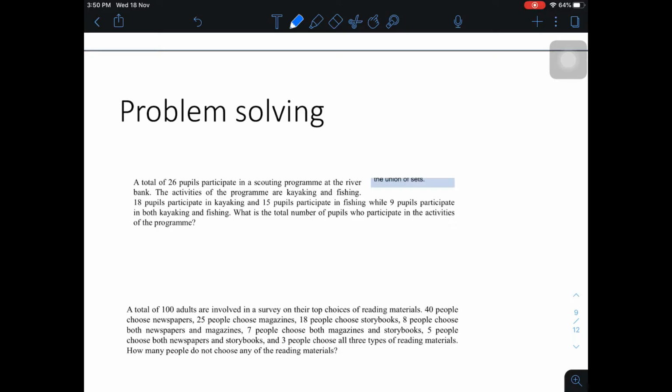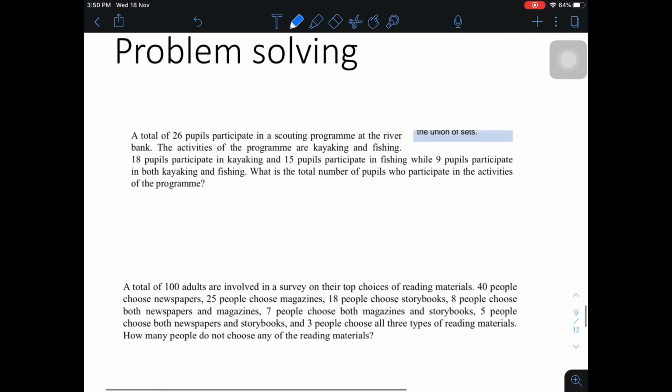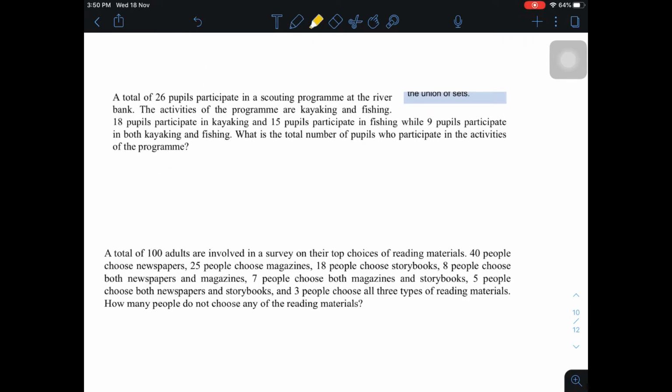A total of 26 pupils participated in the scouting program at the river bank. The activities in the program are kayaking and fishing. 18 pupils participated in kayaking, 15 pupils participated in fishing, while 9 pupils participated in both kayaking and fishing. What is the total number of pupils who participated in the program?